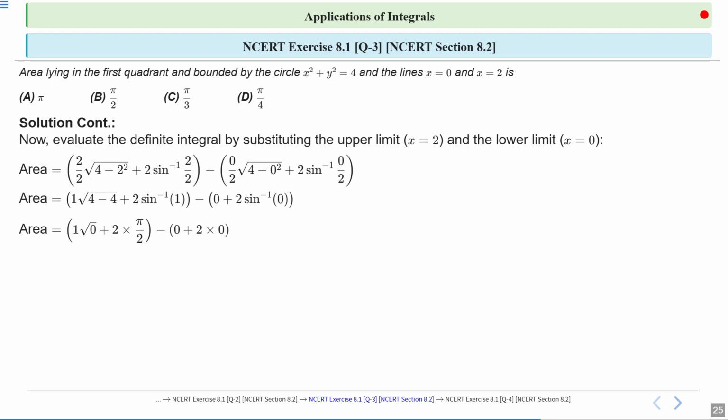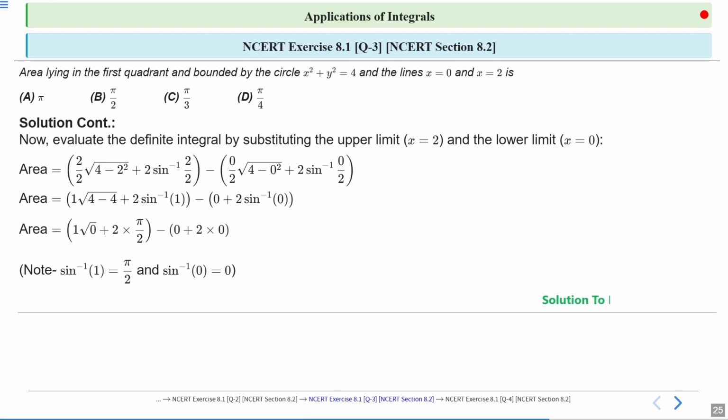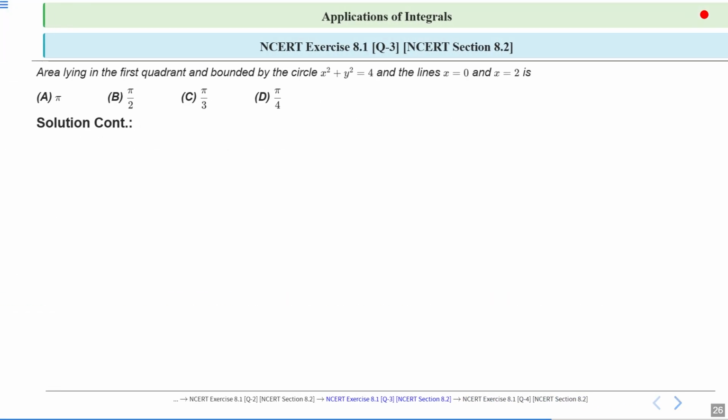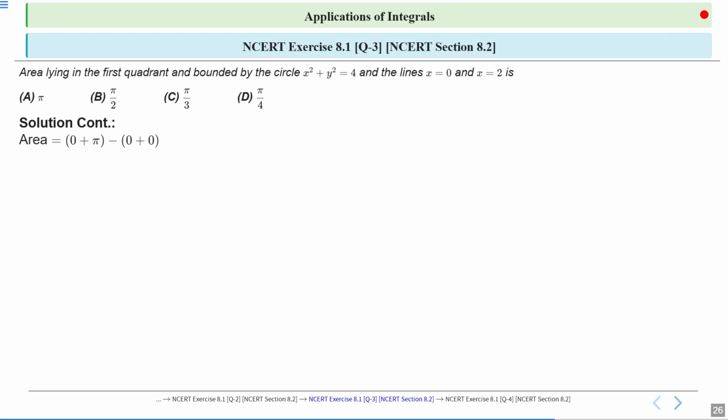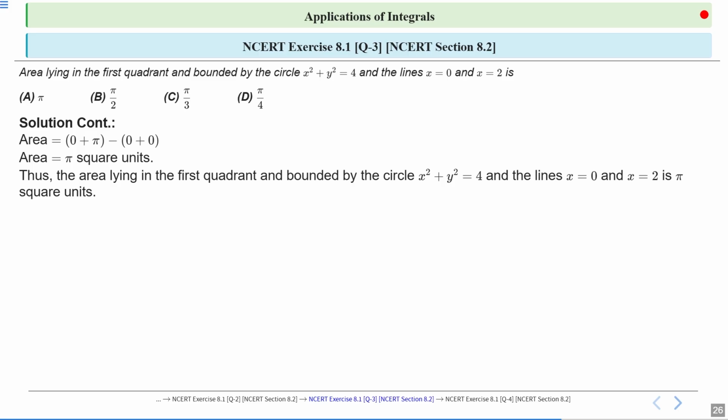So 1 into root 0 plus 2 into pi by 2, as the value of sin inverse 1 is pi by 2 and the value of sin inverse 0 is 0. So area is 0 plus pi minus 0 plus 0. So it is pi square units. And thus the area lying in the first quadrant bounded by the circle and the lines x equal to 0 and x equal to 2 is pi square units. And that is your option A.